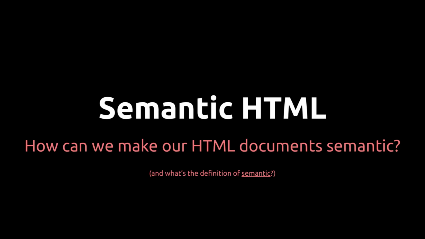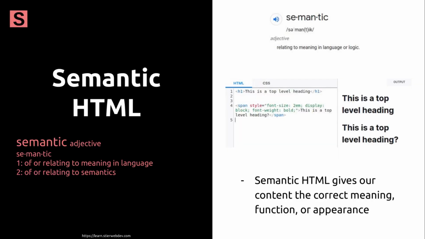Alright, it's time for our last lesson on HTML. We need to talk about semantics. The definition of semantic is generally something that is related to meaning in language or logic. So when we say semantic HTML, we're talking about HTML elements that describe or give meaning to their content.